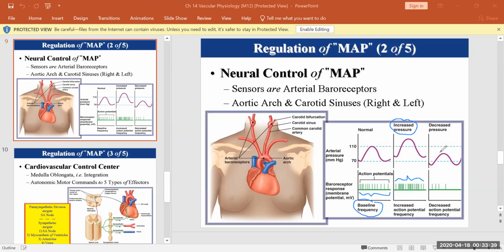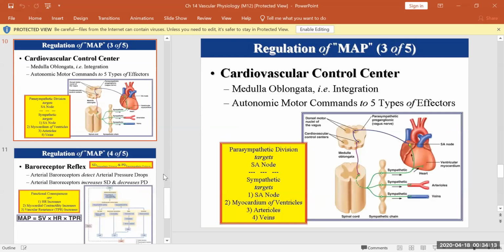Same thing here. When blood pressure drops, the frequency drops. So that's how the central nervous system knows about the pressure status in our blood vessels, right? This is how blood pressure is maintained by the nervous system. So moving on to the next one. We didn't actually leave the previous slide, as it is related to this.